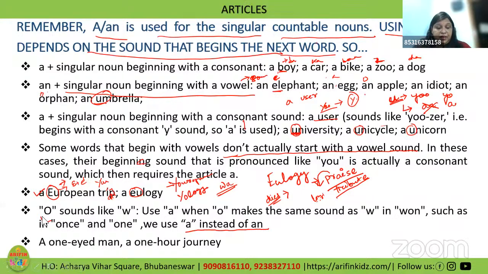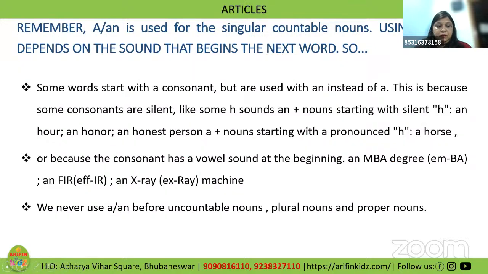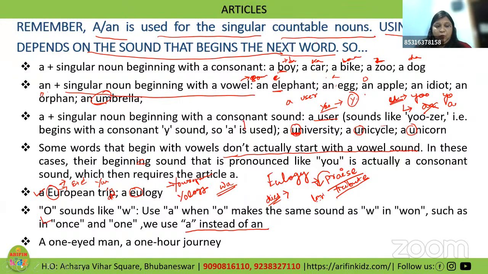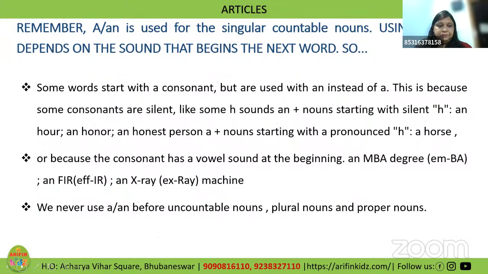Then you can see here, O sounds like W, and we use a when O makes the same sound as W. Like when you say won, we are saying a won. That is how we use vowel and consonant sounds while using an article.